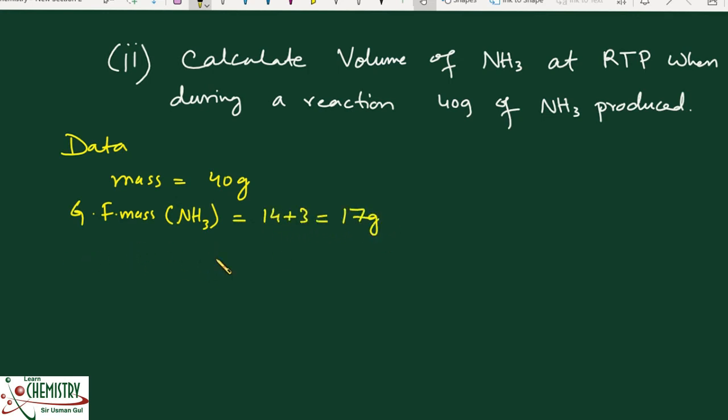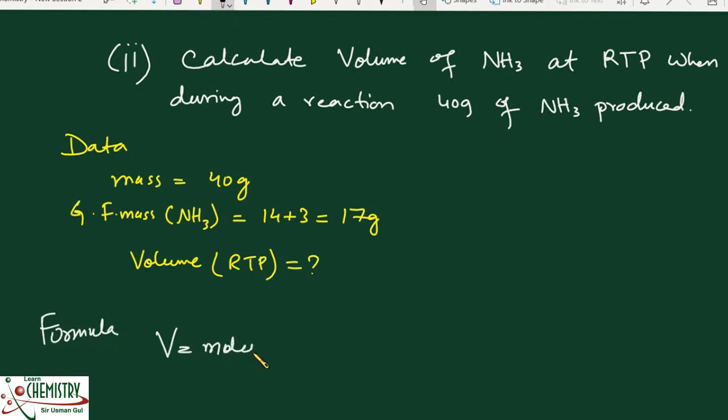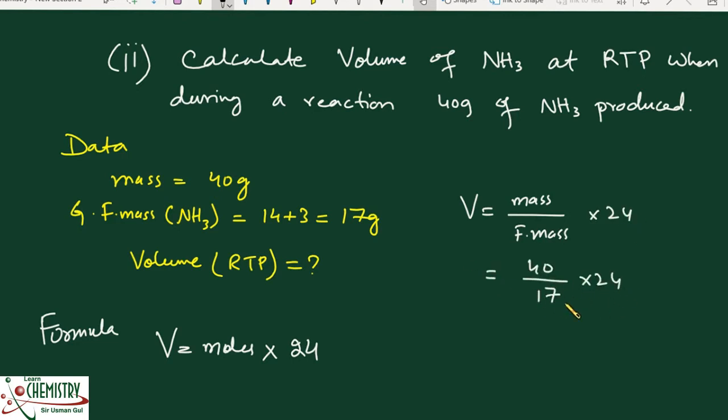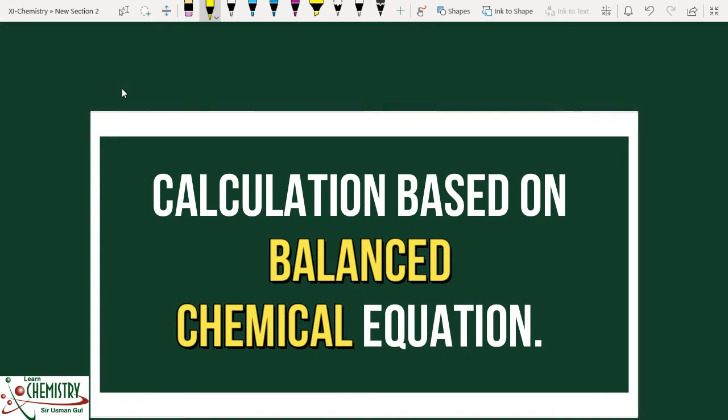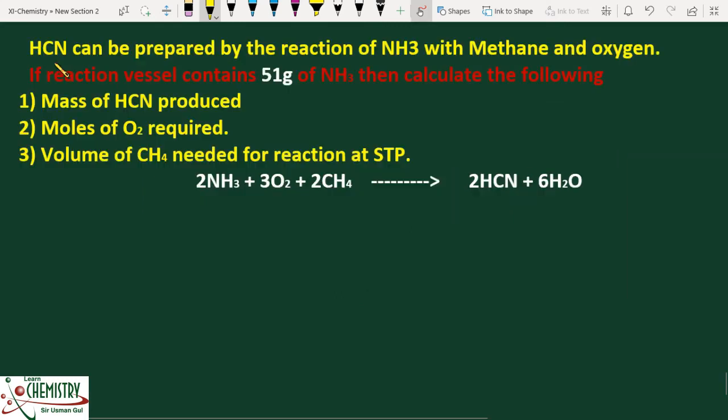gram. Okay, now I will write the formula of volume, as RTP is required. So the formula of the volume is volume equal to moles multiplied by 24, specifically for RTP. Okay, now we have a mass, so we will expand our formula: mass upon formula mass multiplied by 24. So right now 40 upon 17 multiplied by 24, so the answer will be 56.47.